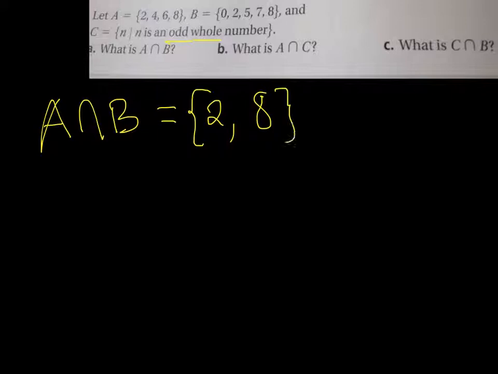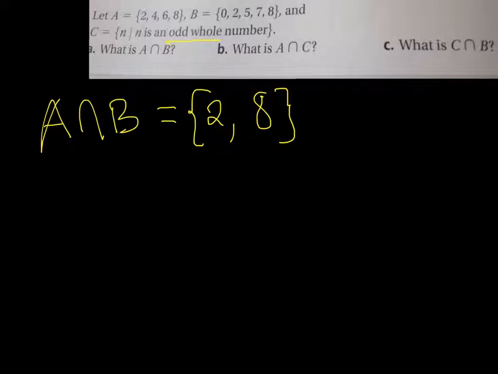So I just worked my way through set A here. I said 2, yes, there's a 2. 4, no 4. 6, no 6. 8, check. And then do I need to even look at set B at this point? No, because for the intersection, the elements have to be in both sets. So that takes care of A.